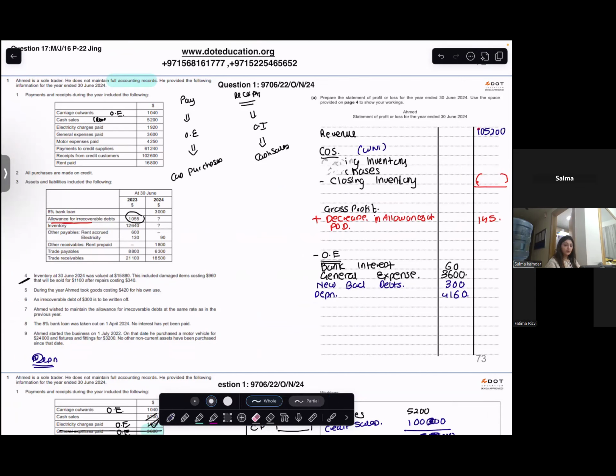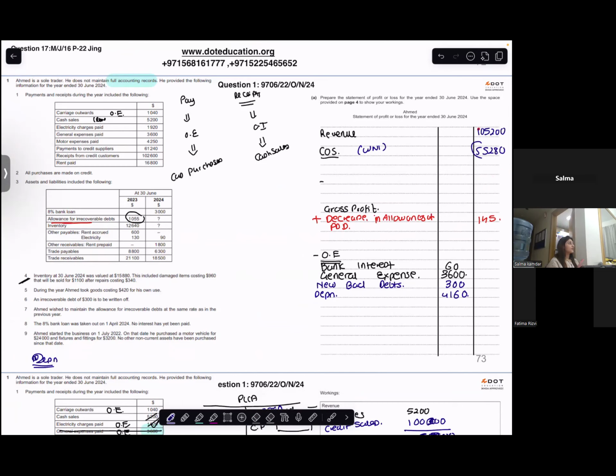So I'm removing all of this because I already showed it in my working. So my net cost of sales comes up to 55,280. The reason why I did this was because I did not incorporate the goods for own use. So I had to cut and do everything. So rather I showed it as working note 1. Now I'm getting my gross profit as 49,920. I hope you're with me.